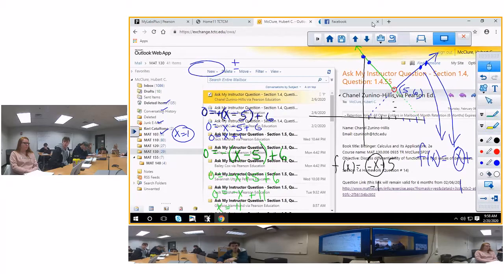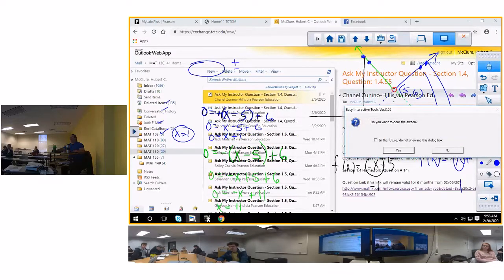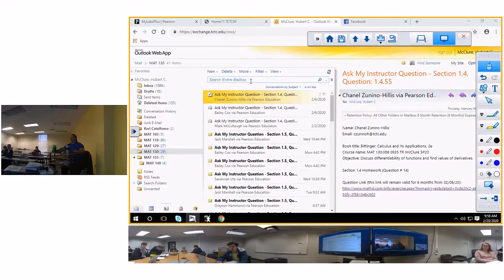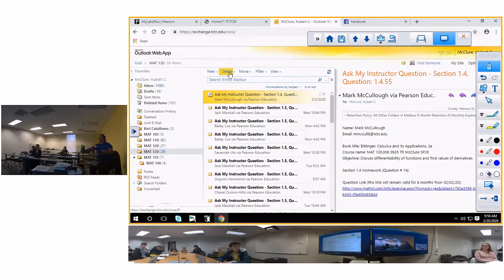Okay? So that's that question. Let's see if it's a repeater. So that's 4.55. Let's see the next one, delete. 4.55, delete. Okay, 1.5, 111.